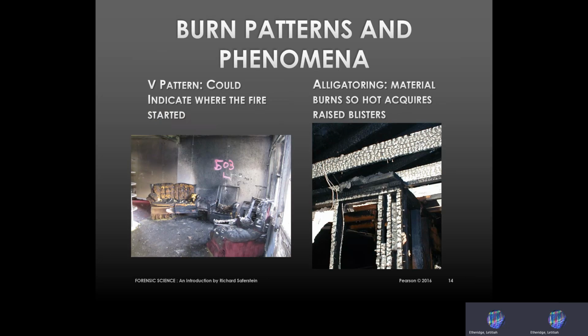So the first one is going to be a V pattern. This normally indicates where the fire starts. If you look along its back wall, where this number is, could be 503, maybe 603, right? You see a black V right next to it, right above the couch. That is considered a V pattern. The next one is going to be alligatoring. So if you look at this material up here, it looks like alligator skin. So that's why they call it alligatoring. What happens is the material burns so hot that it's going to acquire these raised blisters on the surface.